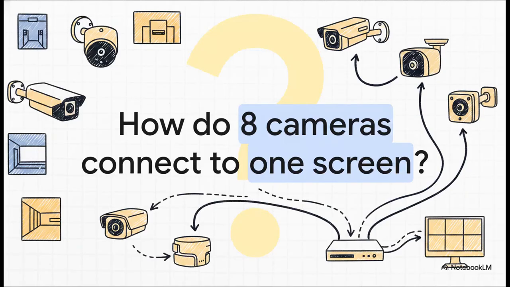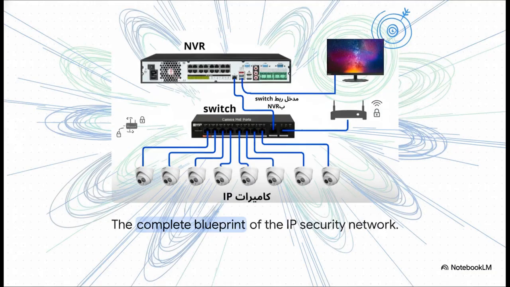So, right out of the gate, how do 8 different cameras actually connect to one single screen? Think about the sheer logistical puzzle here. How do 8 separate high-definition cameras stream all that heavy data at the exact same time without dropping quality or causing total network chaos? And how does all that footage efficiently funnel right back to one screen sitting on a security desk? Okay, let's dive into this.